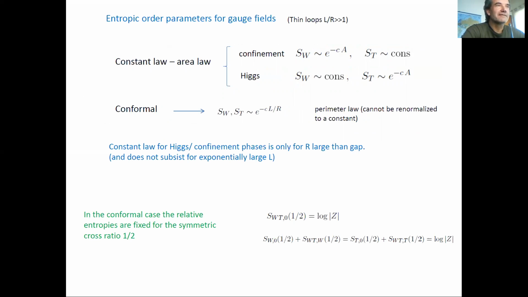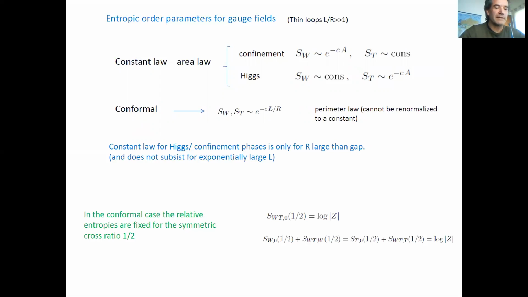You made one comment about the conformal case in contrast with these ones. I agree with all these laws you write here. This is what the entropic order parameter does. But you made one comment, which I didn't write down, about the conformal case in contrast.